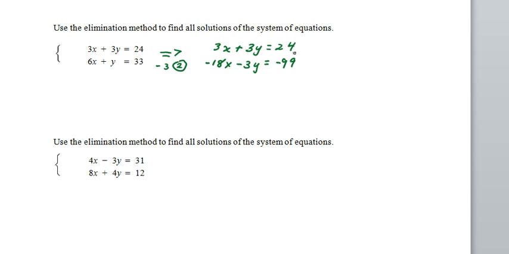So when we add, we get negative 15x. The y's neutralize each other, equals negative 75. Dividing by negative 15 gives us x equals 5.